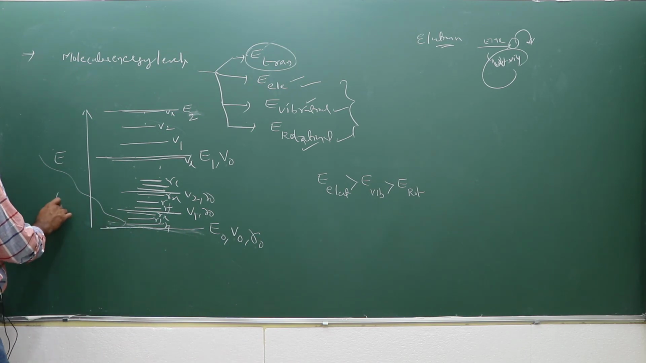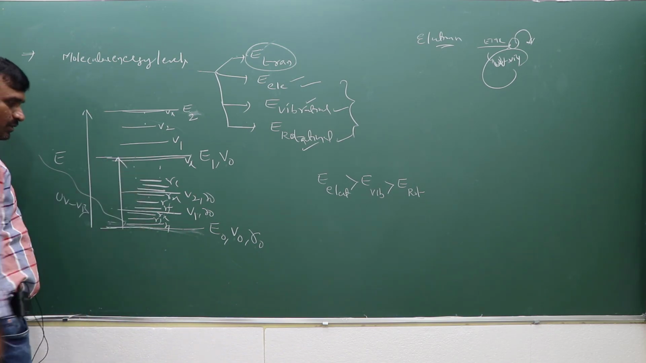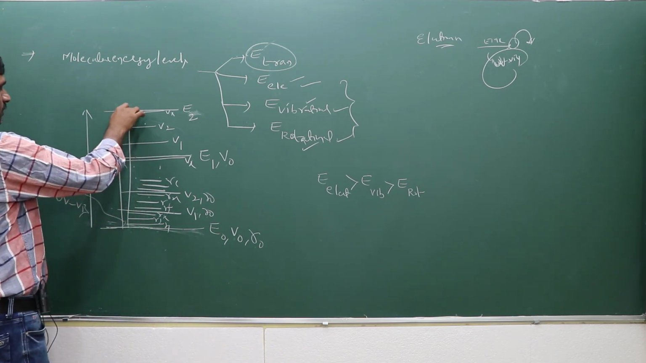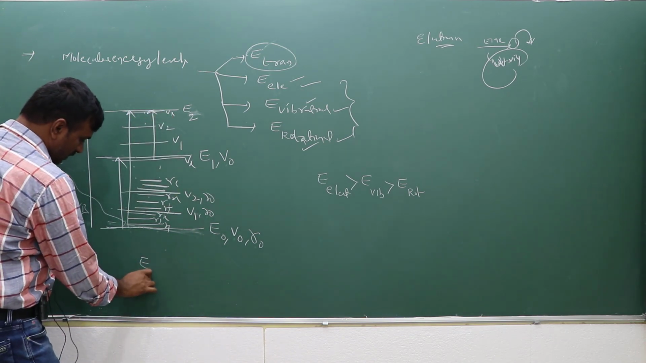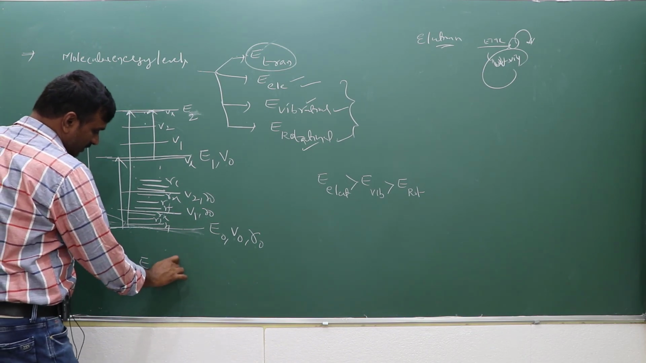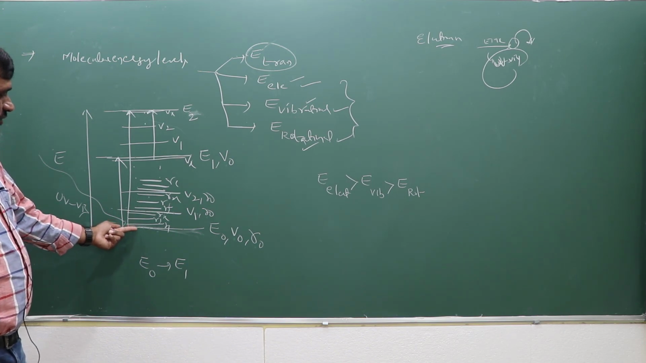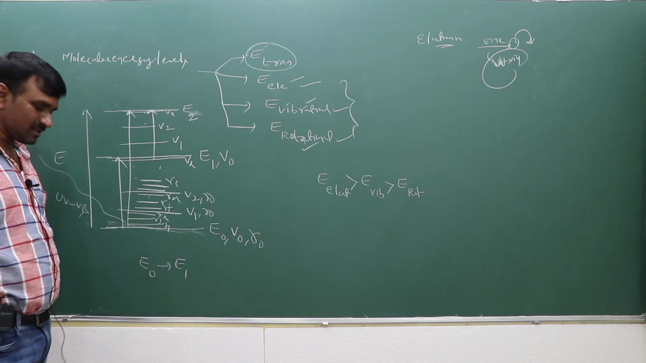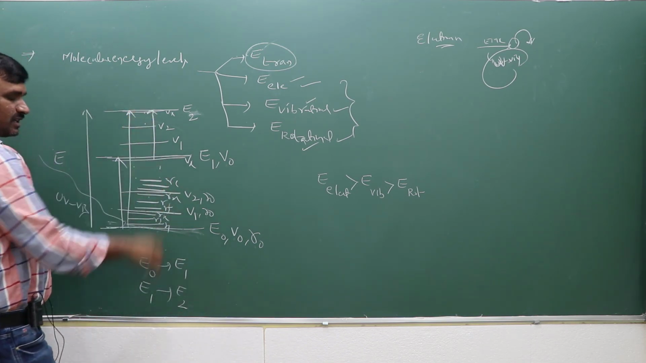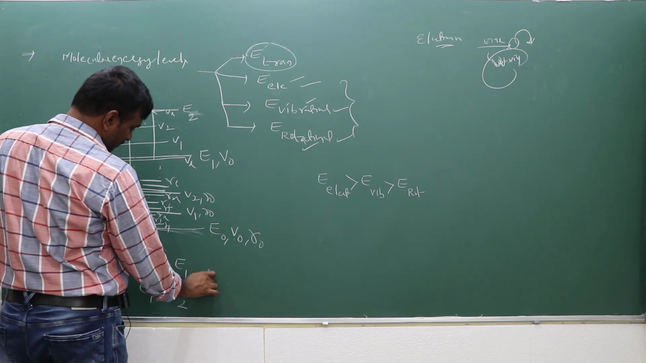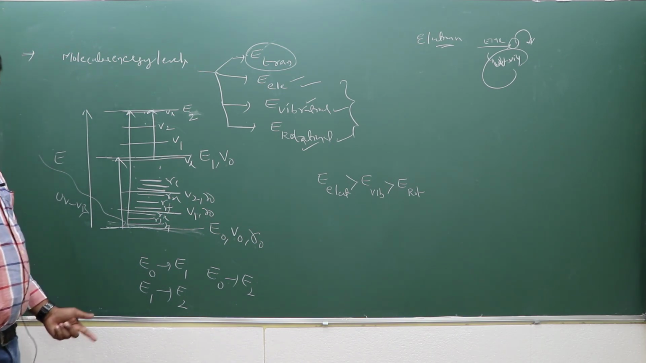Suppose UV visible radiation is absorbed, what will happen? The electronic transition takes place from E0 to E1, or E0 to E2, or E1 to E2, like this. After absorption of the UV visible radiation, the electronic energy levels change. That means excitation takes place, the electron goes from E0 to E1, or E1 to E2, or directly E0 to E2. So this type of electronic transition takes place.